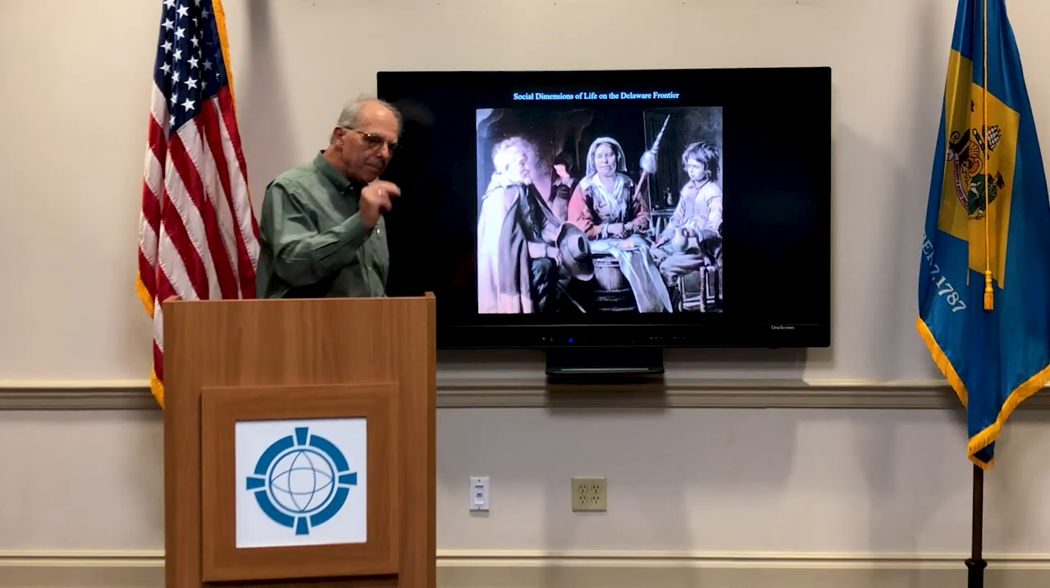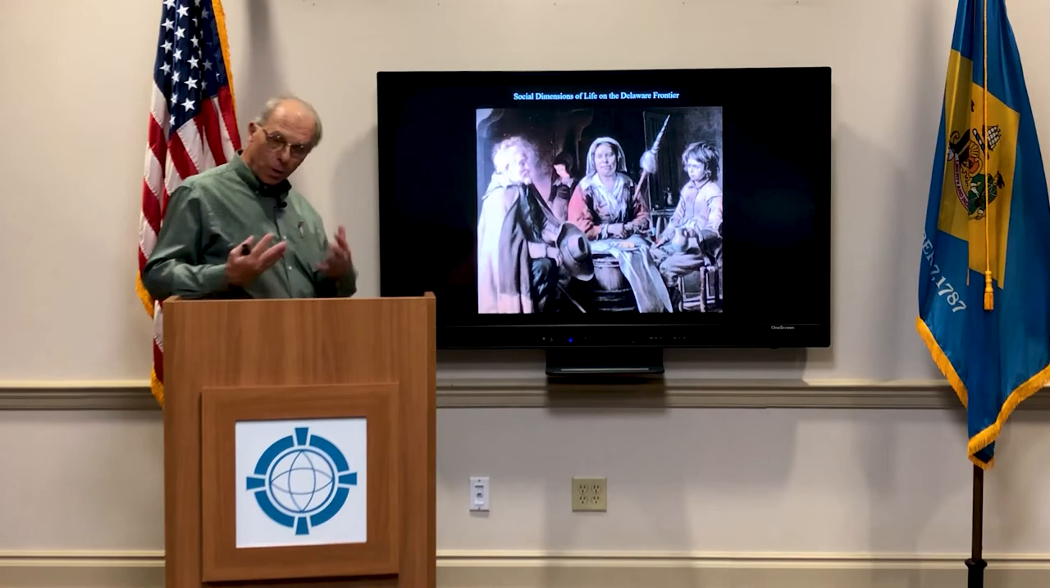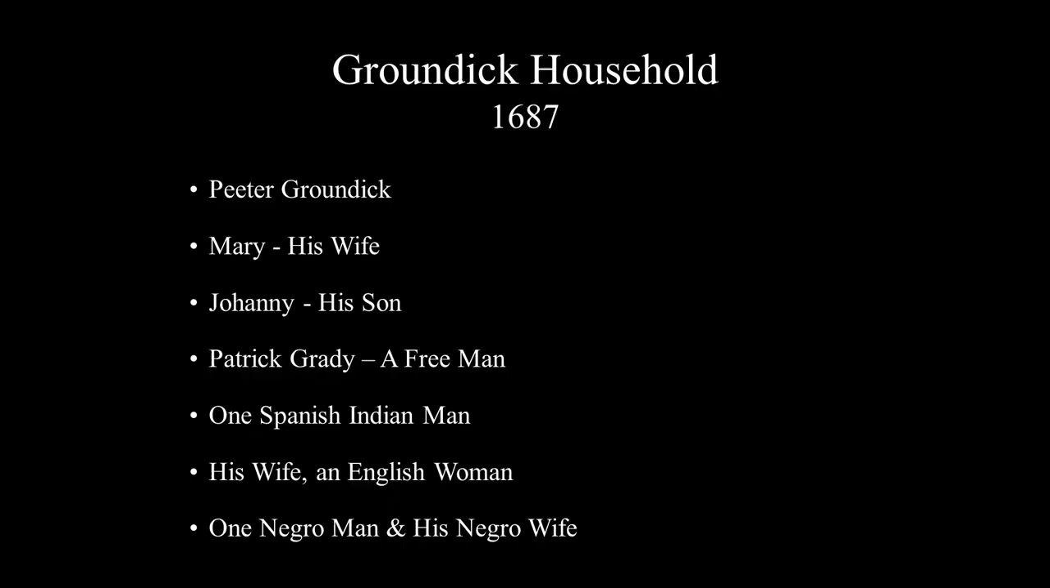What kinds of problems perhaps did they encounter? What was the range of individuals that are listed among them, and perhaps why are they there? So here's just one. This is the Peter Gronendijk household, and it's probably one of the most diverse in the group. I wanted to pick this one for a reason, because it comes back to this idea of how culturally diverse Delaware and the Delaware Valley was.